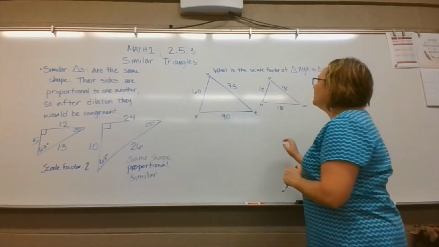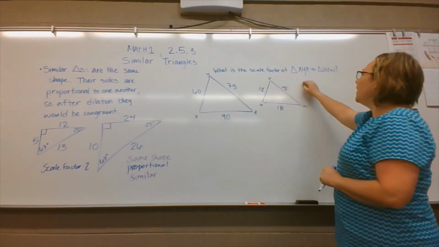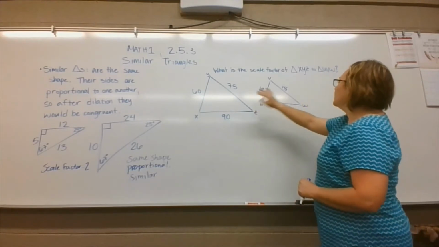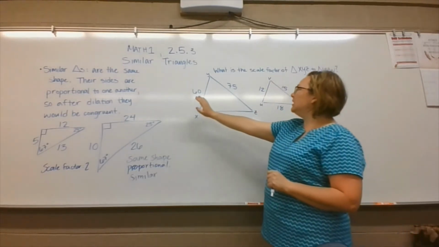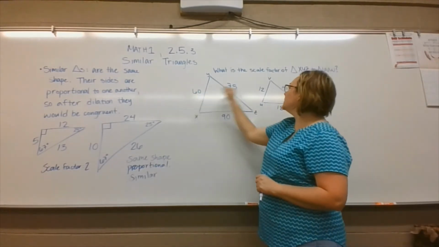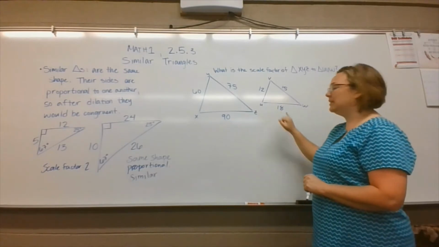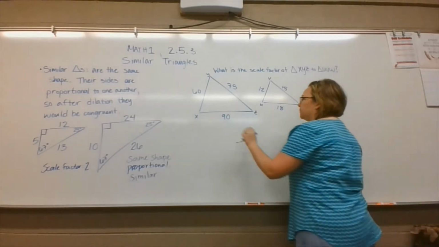Okay, so let's look at another example. So we're given two triangles here. We're asked to find the scale factor of triangle XYZ to triangle UVW. So I'm going to decrease, as you can see, I'm going to go from 60 to 12, 75 to 15, and 90 to 18. So we're going to find that scale factor.